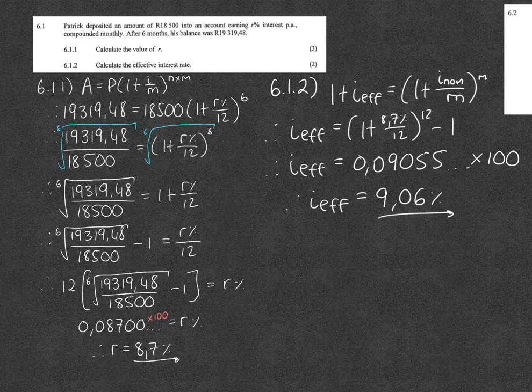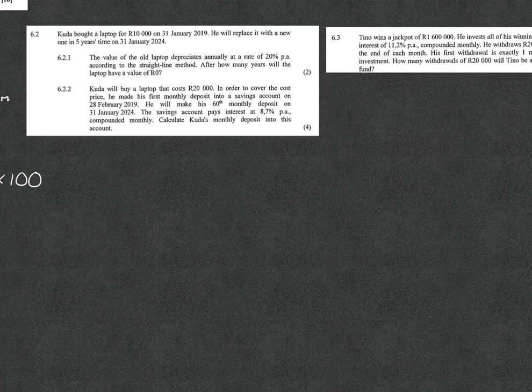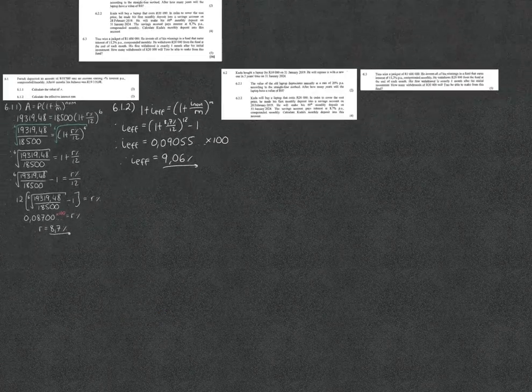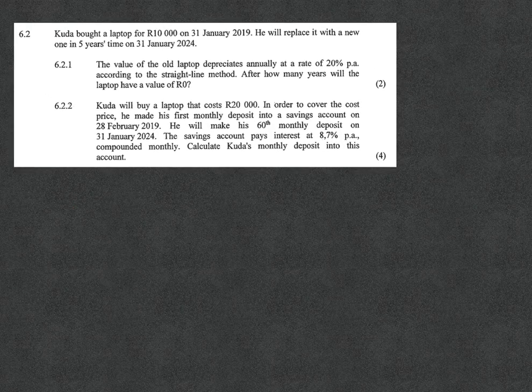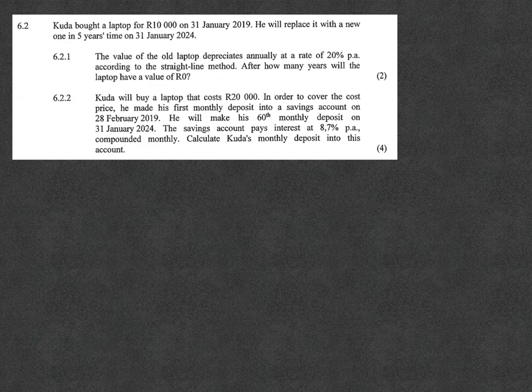Now on to 6.2. Let's have a look and see what we've got. Let's actually do it down here on a new page. Okay. Kuda bought a laptop of 10,000 Rand on the 31st of January 2019. He will replace it with a new one in 5 years' time on the 31st of January 2024. The value of the old laptop depreciates annually at a rate of 20% per annum according to the straight line method. Okay, after how many years will the laptop have a value of 0?